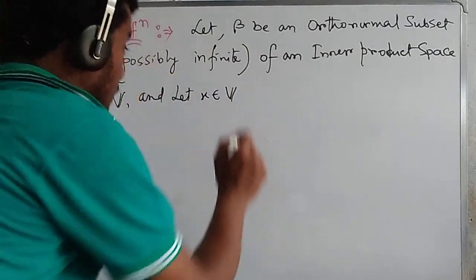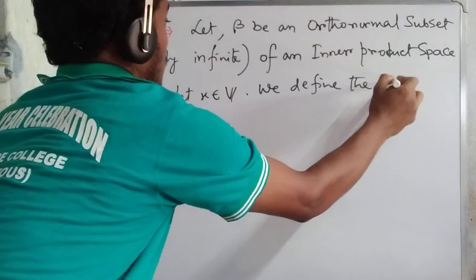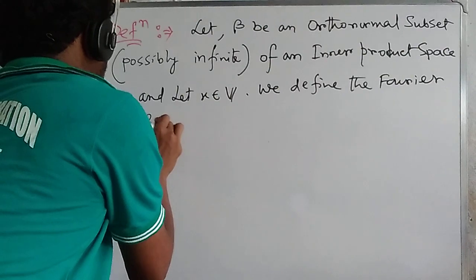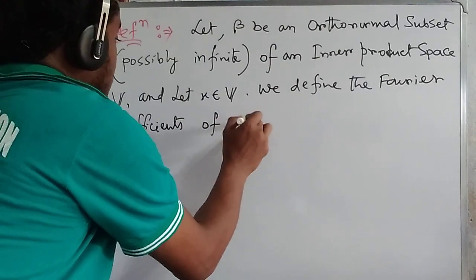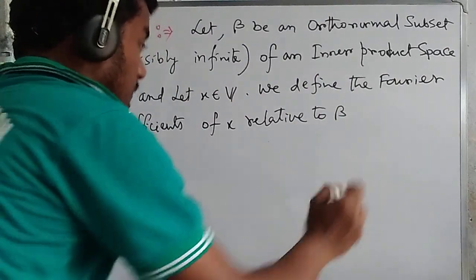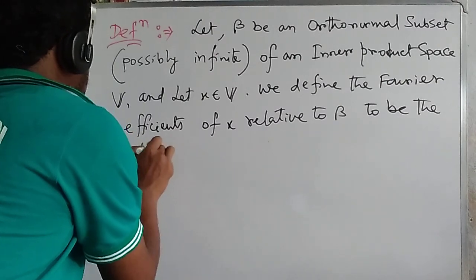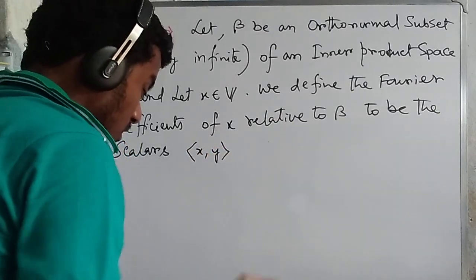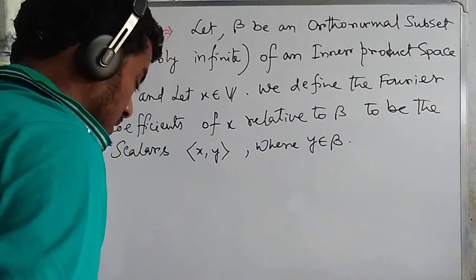We define the Fourier coefficient of x relative to beta to be the scalar inner product of x and y, where y belongs to beta. Understood?